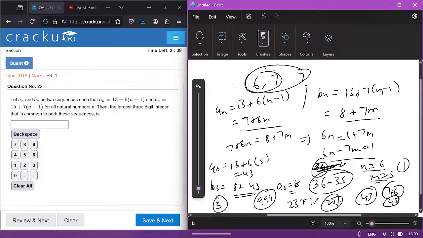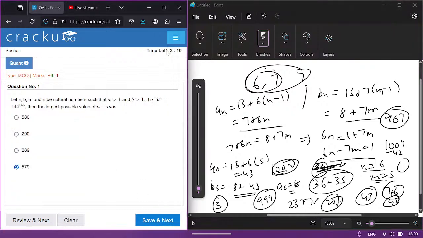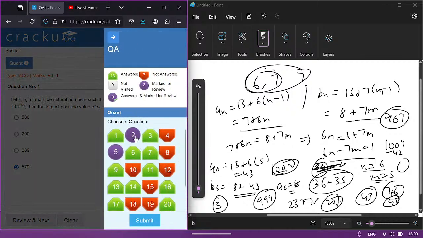So 23 into 42 plus the first number 43 is 1009. If we subtract 42 from 1009, we should get our answer. 1009 minus 42, using the calculator again, is 967. So 967 should be the answer, because we have calculated the common difference of both.